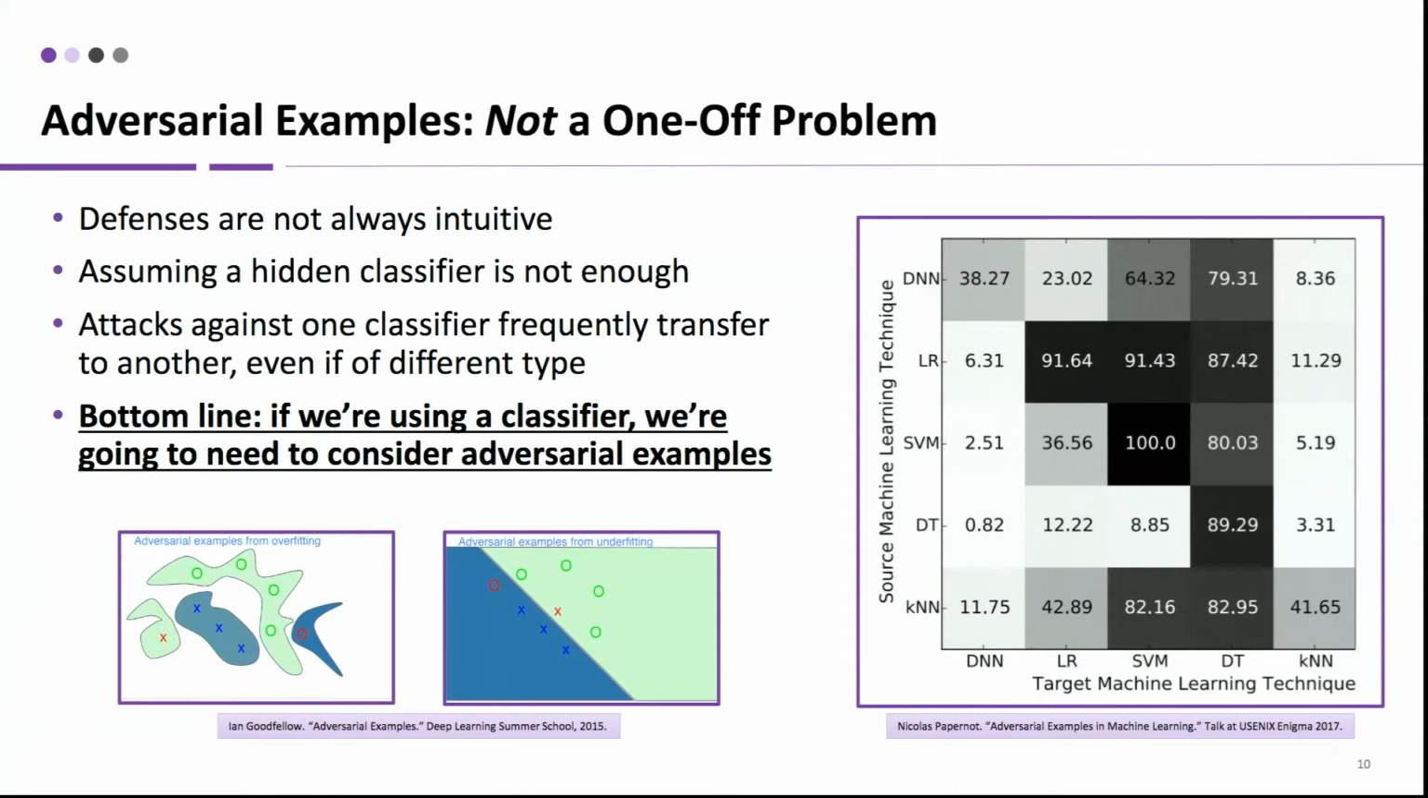So the big thing here, there's a lot of papers, and there's more to come. But the big thing is that adversarial examples are not a one-off problem. They're kind of a thing. We should be worried about them a little bit. The defenses are not always intuitive. I know there's been some progress there lately. Assuming the classifier is hidden is not enough to defend against them. I didn't mention this too much, but oftentimes attacks against one classifier will transfer to another classifier. The bottom line is, if we're using some kind of machine learning classifier, we need to at the very least consider adversarial examples.